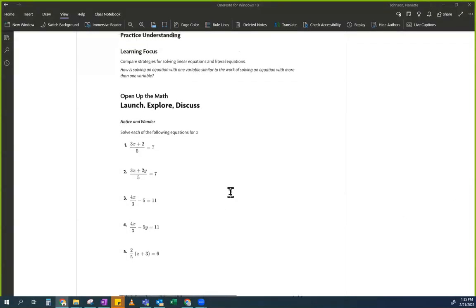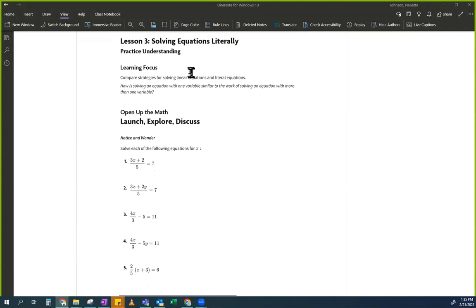And today we are starting 4.3, which is more on solving equations literally, which is so funny that it says literally right here. Whenever it says this practice understanding business, that means you know enough, so now we're going to start practicing a bunch. Today we're going to be able to compare strategies for solving linear equations and literal equations. A literal equation is just like a formula. So instead of seeing all of these numbers in here, you'll see more variables, and that's it.